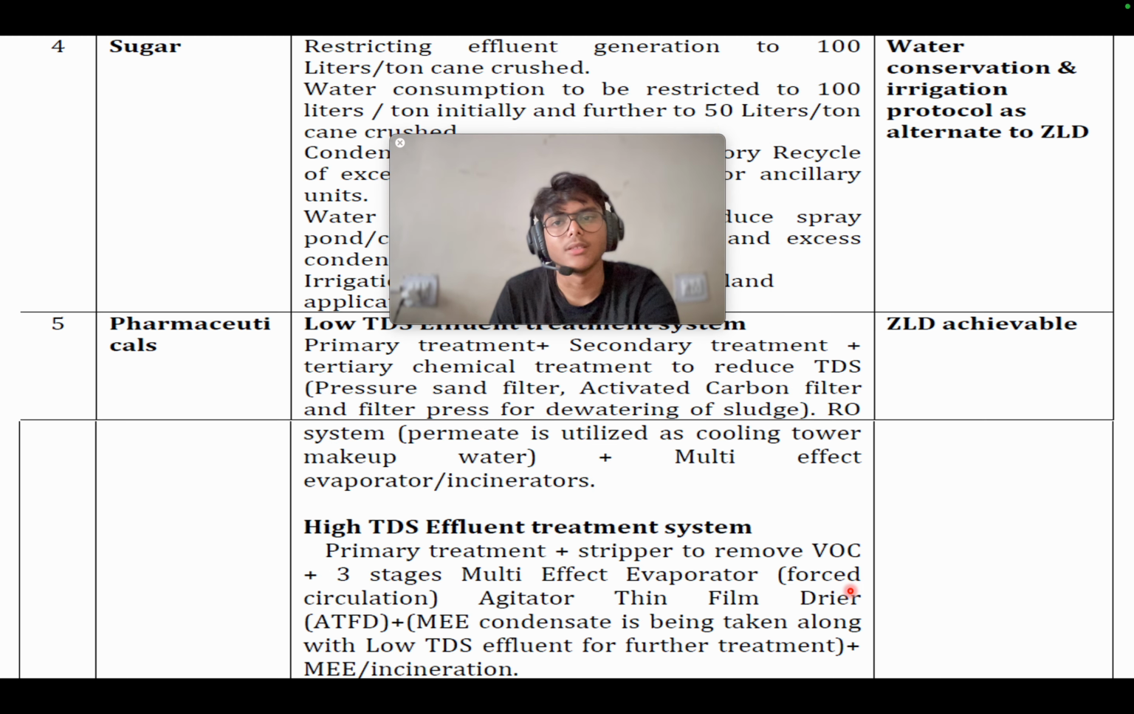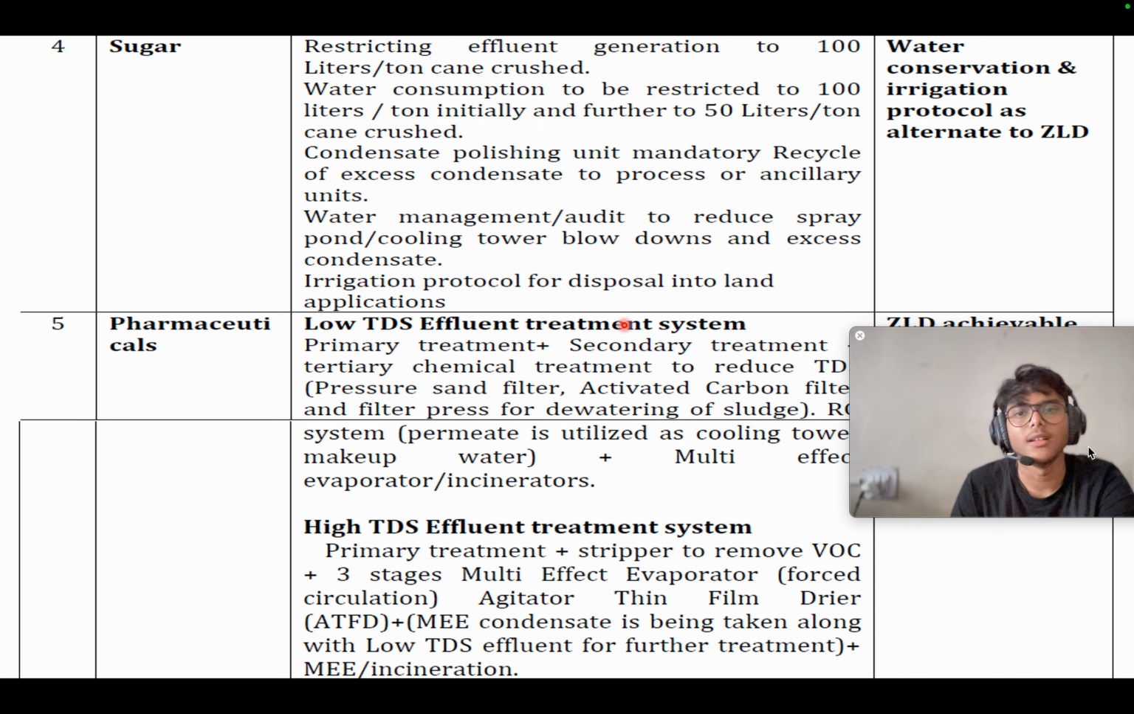And next we see sugar. In the sugar industry, restricting the effluent generation to 1000, sorry, not 1000 liters per ton. Cane crushing water consumption to be restricted to 100 liters per ton initially, and further to 50 liters per ton. Cane crushed condensate, the polishing unit, mandatory recycle of excess condensate to process or ancillary to the units. Water management and audit to reduce.